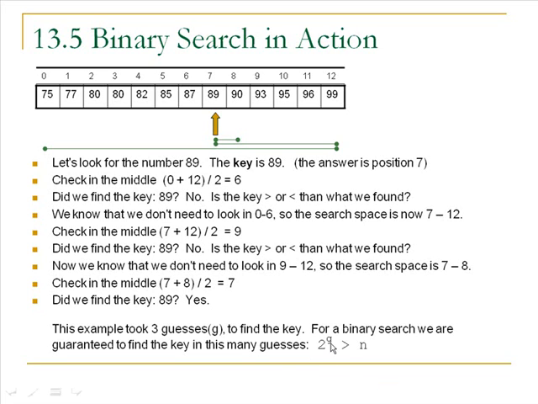2 to the power of 4 is 16. 16 is greater than 13. N is 13. We have 13 elements there. We would be guaranteed to find what we were looking for in 4 guesses or fewer using a binary search.